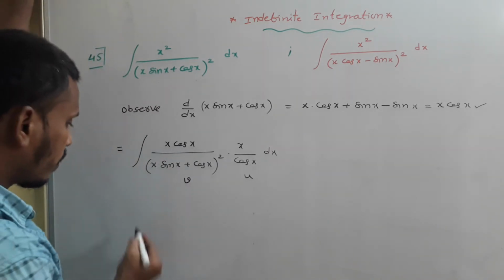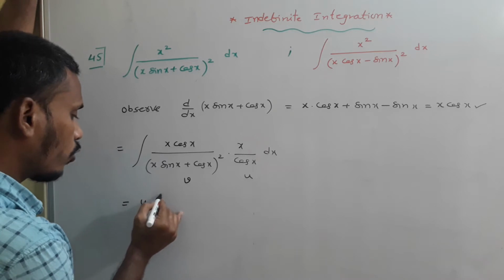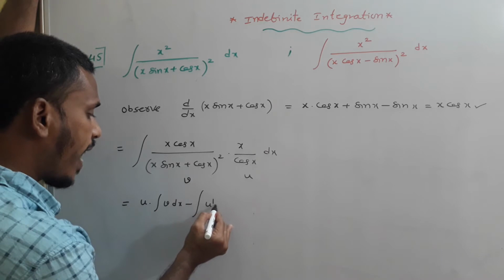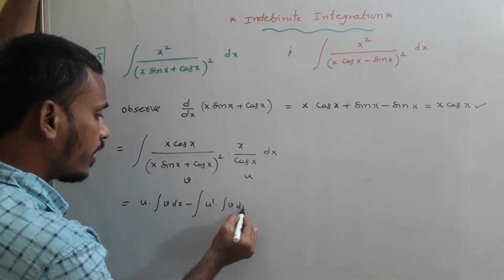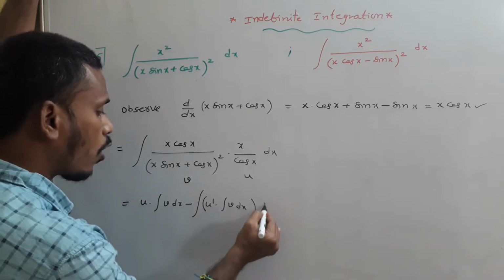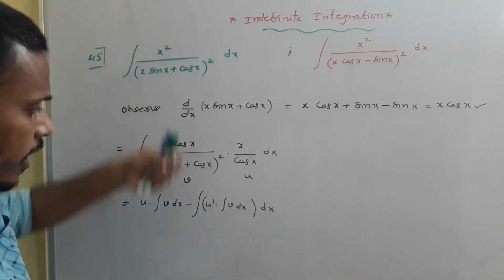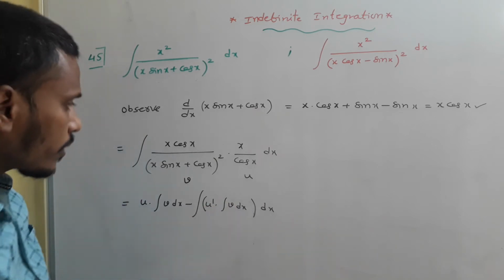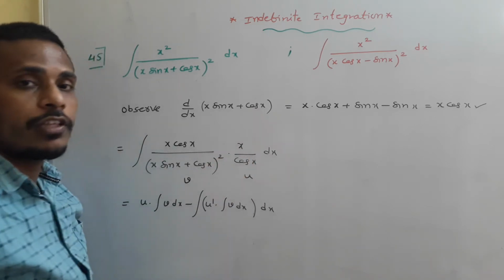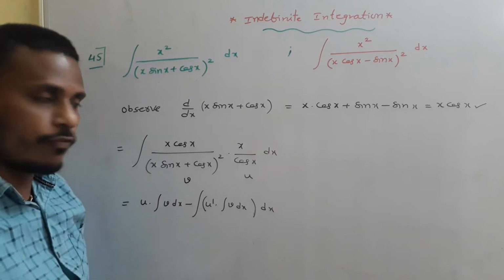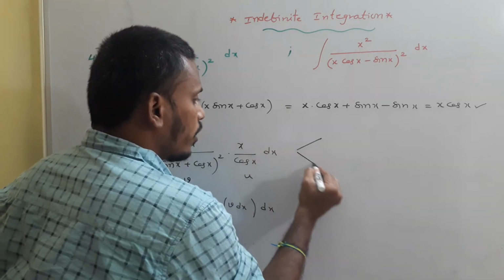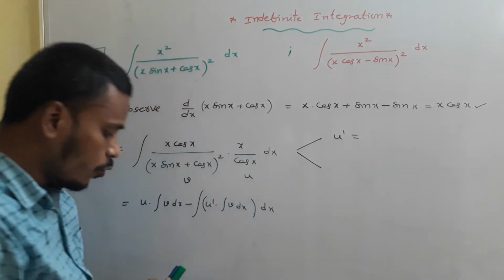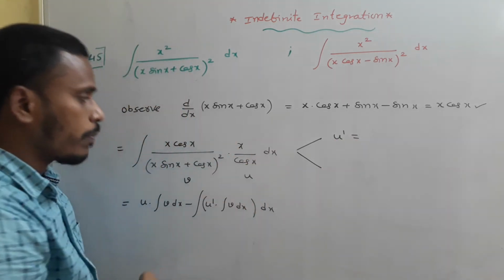Then what is our answer? This equals U into integral V dx minus integral of U dash into integral V dx, and this total part of dx. Is it right? This is our integration by parts step. To go with this method, I need the derivative of U and the integration of V. So just observe those two. Now, what is U dash? U dash is the differentiation of x by cos x.